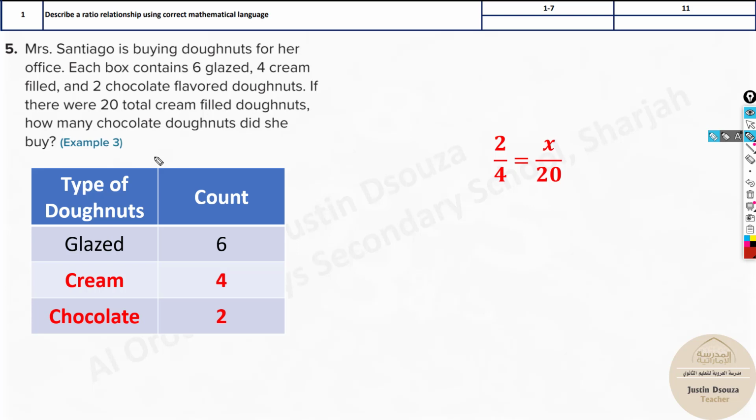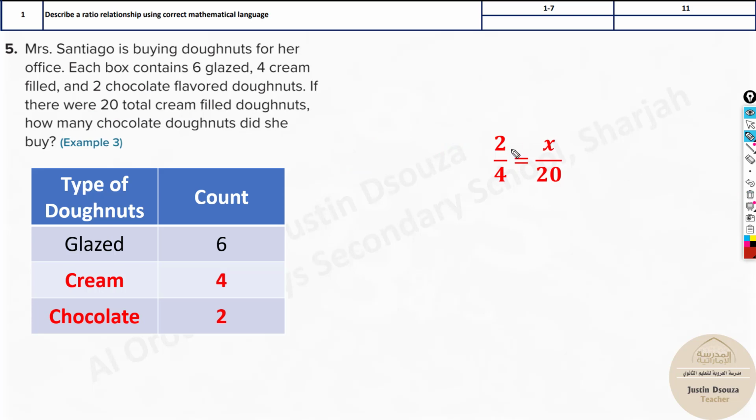See, they have asked us how many chocolate donuts would be there, and they have told the information of cream filled donuts. So only these two are required. So from the table, whatever they have given, we can tell chocolate are how much? 2 divided by cream are 4. That will be equal to, we need to find the number of chocolate, unknown value x, when the cream filled are 20. See, it is not the total, it's only total cream filled. So it is for cream. So it's 2 divided by 4 equals x by 20.